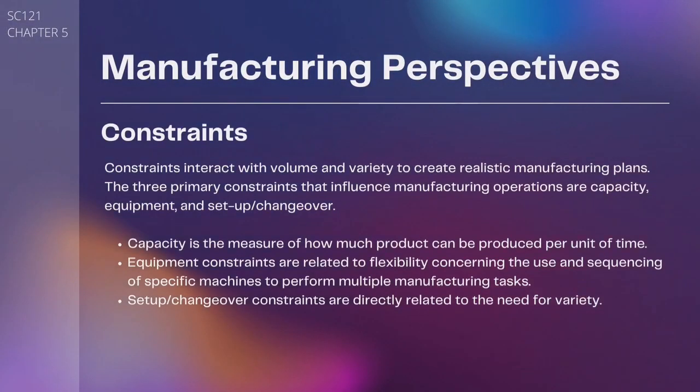Constraints. Constraints interact with volume and variety to create realistic manufacturing plans. The three primary constraints that influence manufacturing operations are capacity, equipment, and setup or changeover. Capacity is the measure of how much product can be produced per unit of time. Equipment constraints are related to flexibility concerning the use and sequencing of specific machines to perform multiple manufacturing tasks. Setup or changeover constraints are directly related to the need for variety.